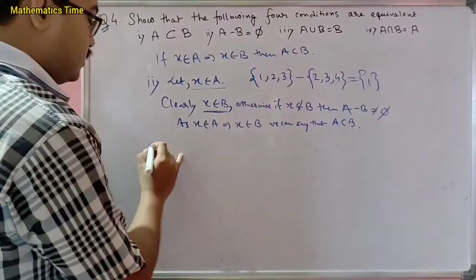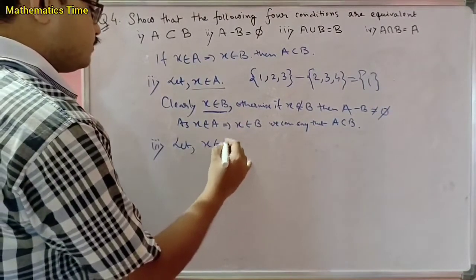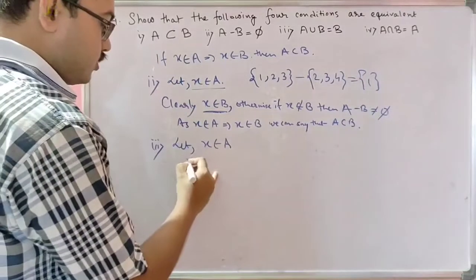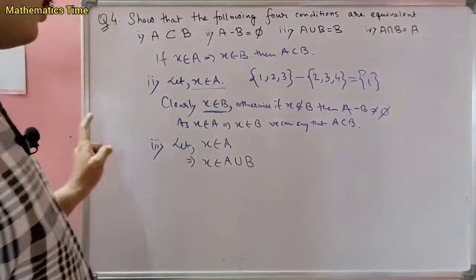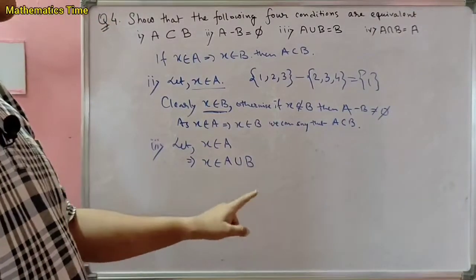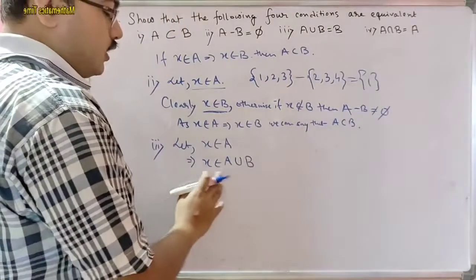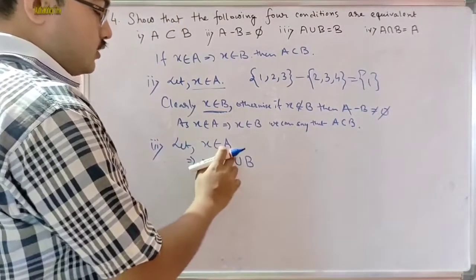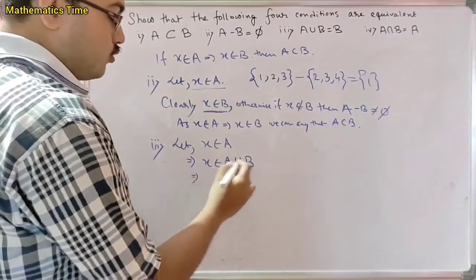Okay, number 3 is very easy. Let x belong to A. As x belongs to A, x must belong to A union B, because A union B means x is either in A or in B, or in both, maybe in both. Okay. So here x is in the set A, so x must be in A union B.